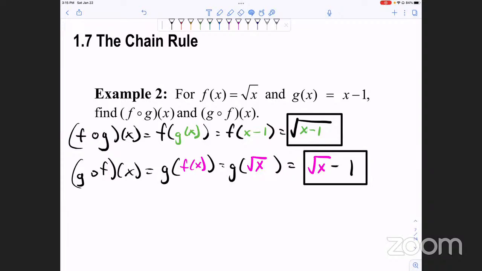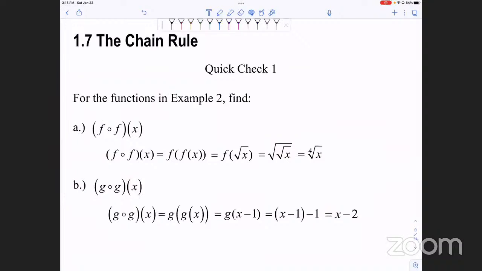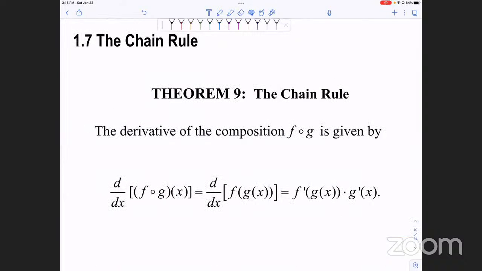Okay, we got the square root of x minus 1, and then we have the square root of x, minus 1. As an exercise for you, and again, just let me know if you need me to work through any of these, and we can work on those separately.